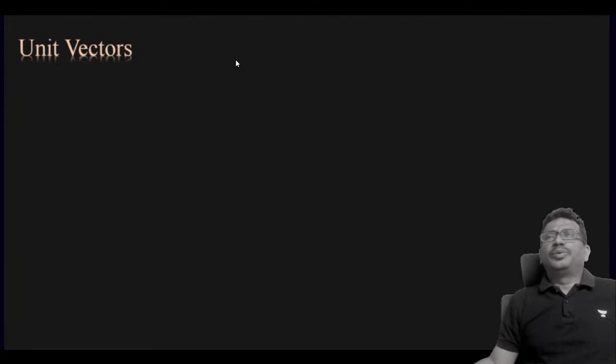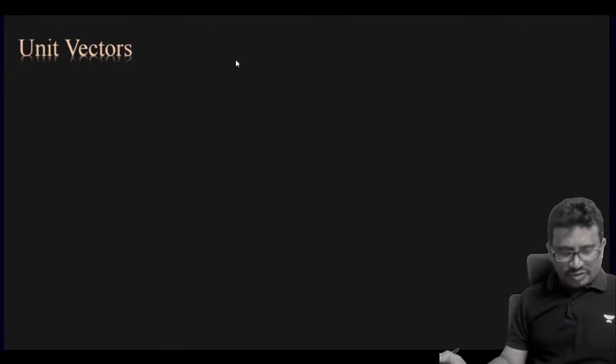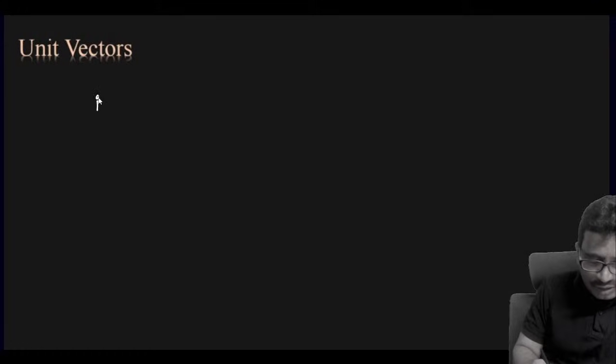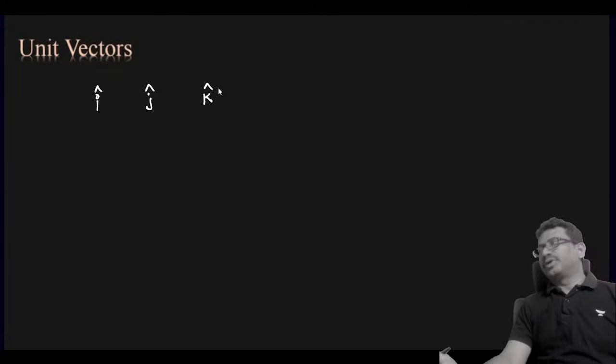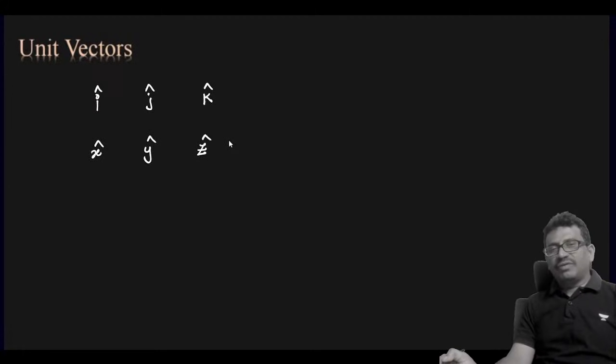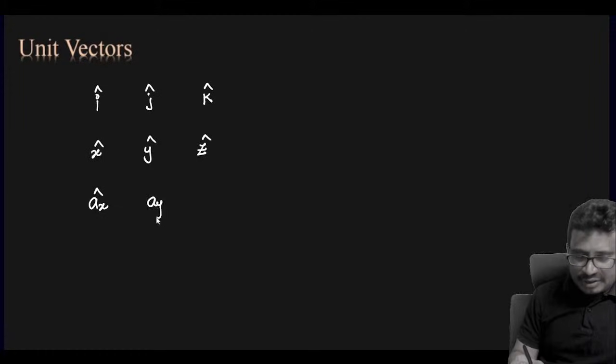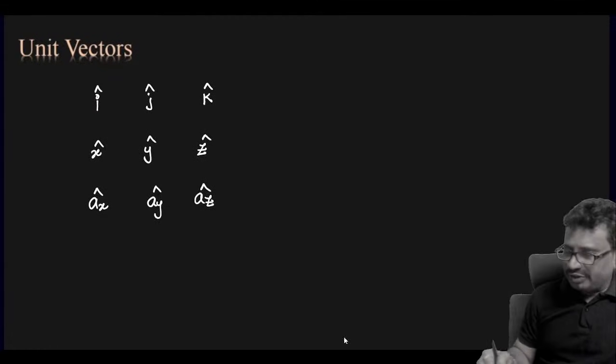Now unit vectors. What are the unit vectors we consider in the Cartesian system? We use different notations: this is i cap, j cap and k cap. These are the unit vectors. You may also use x cap, y cap, z cap. Different textbooks follow different notations. Preferably we use a_x, a_y and a_z. Whichever is convenient for you, you can use.